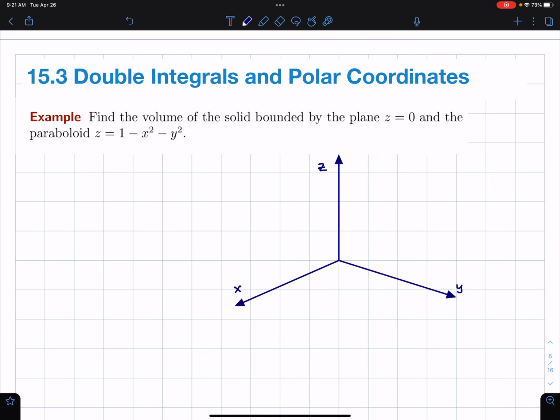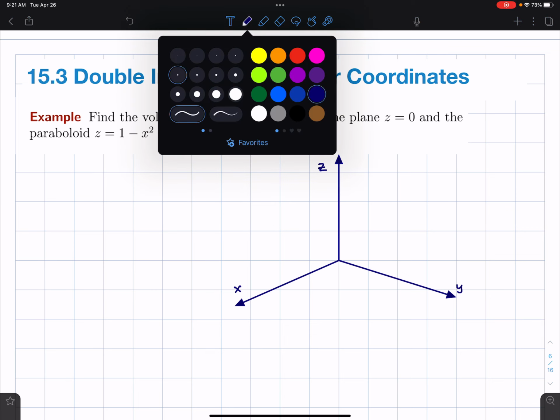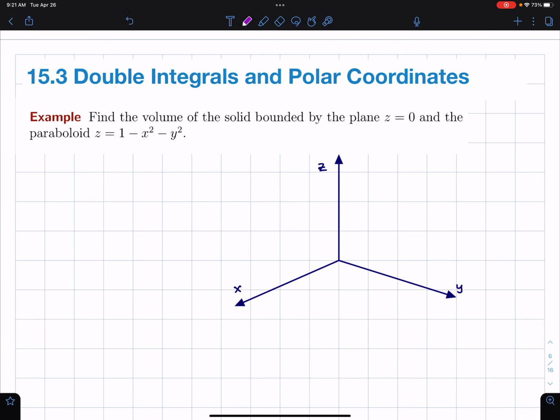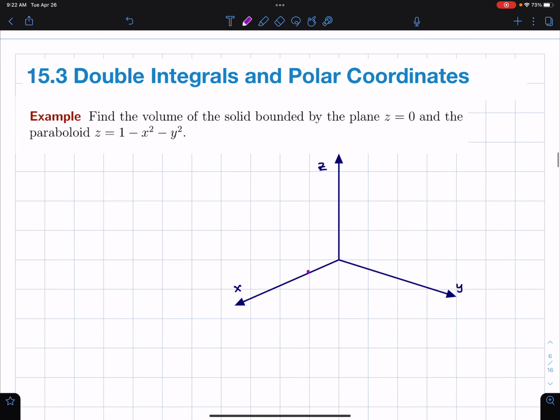What's that going to look like? Anybody want to tell us? Satellite, upside down satellite, like a bowl upside down that's facing downwards. Yeah, it would be like a satellite dish that's facing downwards.